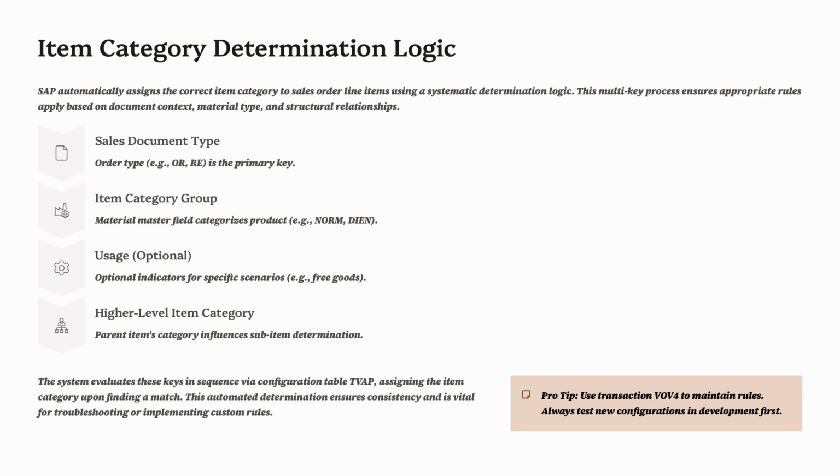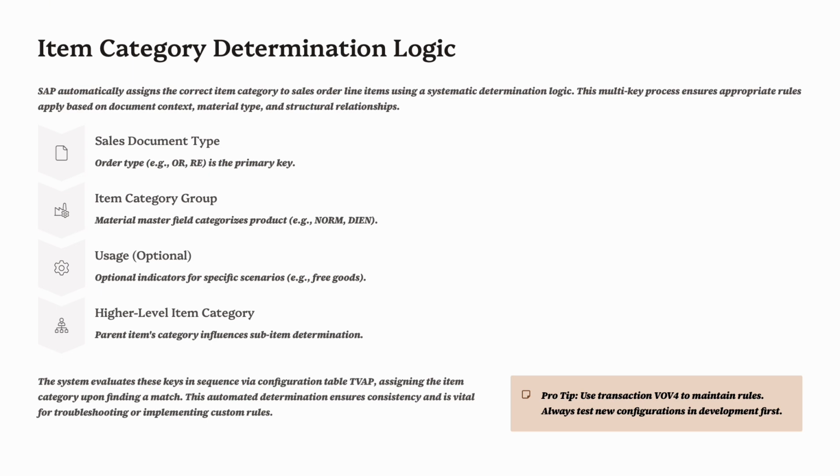Sub-items get controlled by LUMF or other configured categories. Putting it all together, SAP uses these 4 fields to look up the correct item category in customizing. The determination table works like this: sales doc type plus item category group plus usage plus higher level category arrow item category. This gives SAP full flexibility depending on material type, process type, or sales structure.